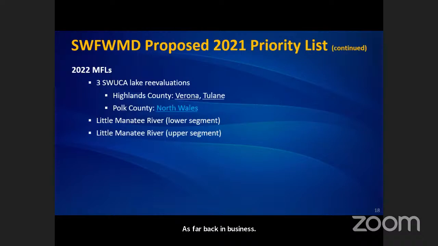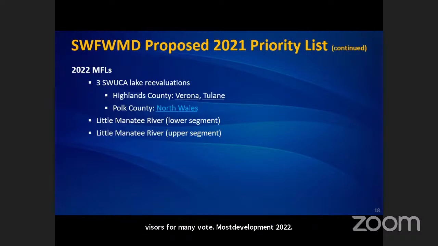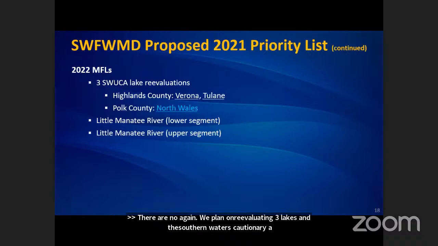I'll reemphasize, this slide is for our 2022 proposed priority water bodies for minimum flows and levels development in 2022. There are no changes. Again, we plan on reevaluating 3 lakes in the southern water use caution area portion of the Southwest Florida Water Management District, including 2 in Highlands County, Verona and Tulane, which may be affected by cross-boundary effects, and then also North Wales, which may be affected by cross-boundary district withdrawals. And North Wales is within Polk County in the CFWI area.